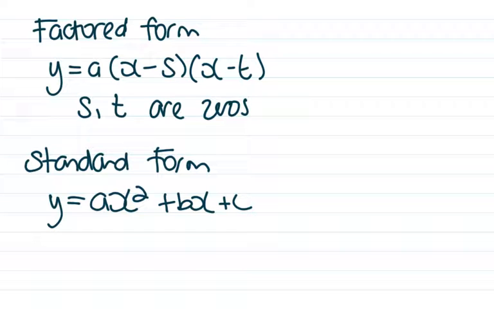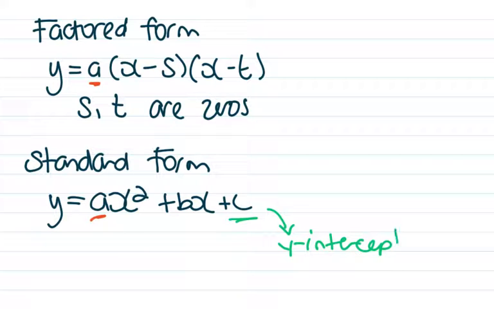And from both of these equations, you can see whether the parabola opens up or down by looking at the a value. If it's positive, it opens up. If it's negative, it opens down. And then from standard form, the c value is also the y-intercept. So that's helpful for graphing and that sort of thing. So that's actually part of the next heading, which is properties from equations.